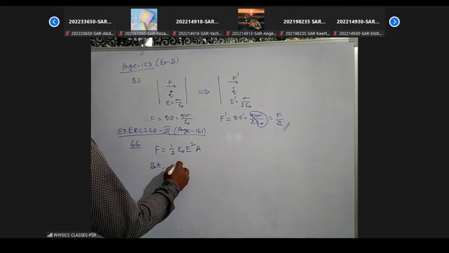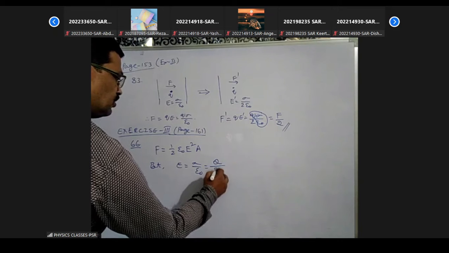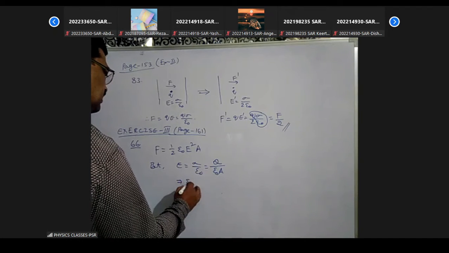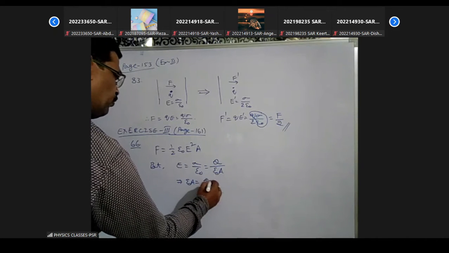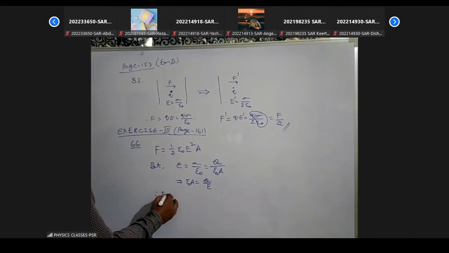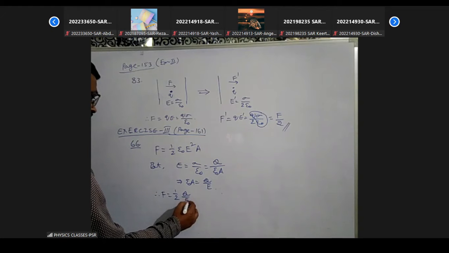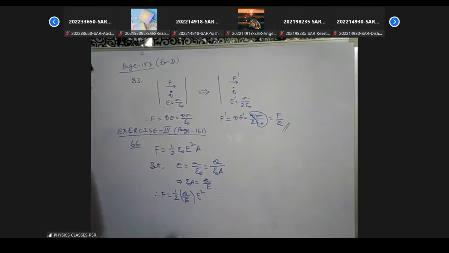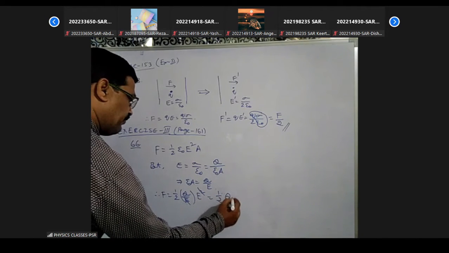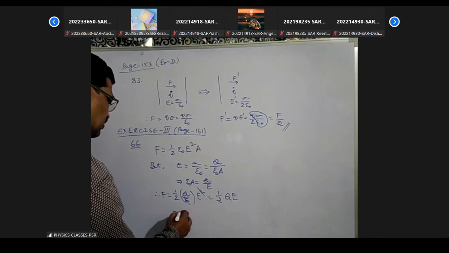But we know that E is equal to sigma by epsilon naught. Sigma is nothing but charge per unit surface area. So epsilon naught A is equal to Q by E. Substituting here, we get F is equal to half into, instead of epsilon naught A, we write Q by E, into E square. So here, this E gets cancelled. Half QE is the formula for force now. Here, substitute the values.